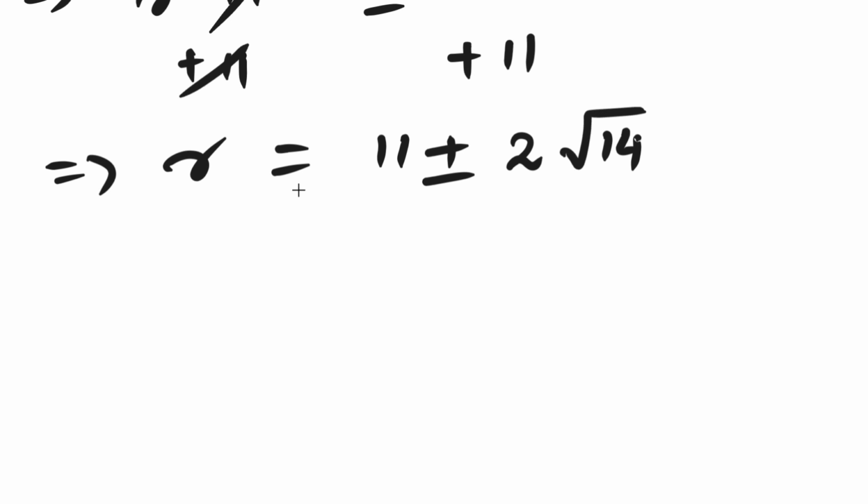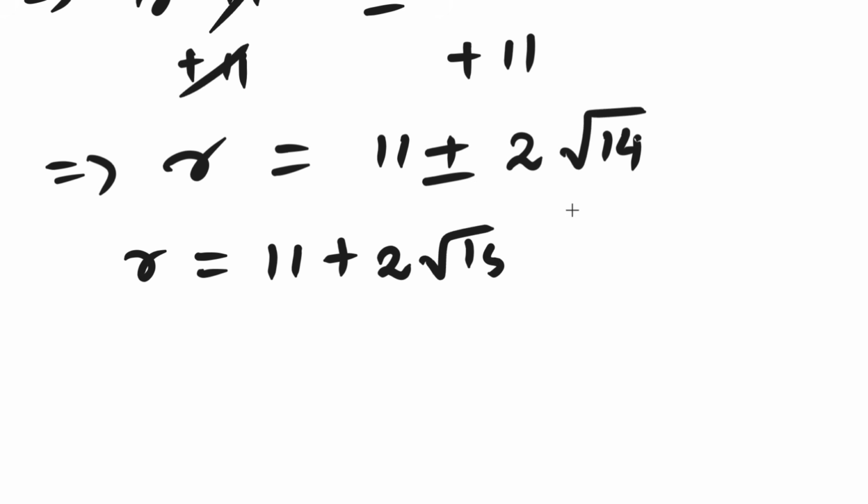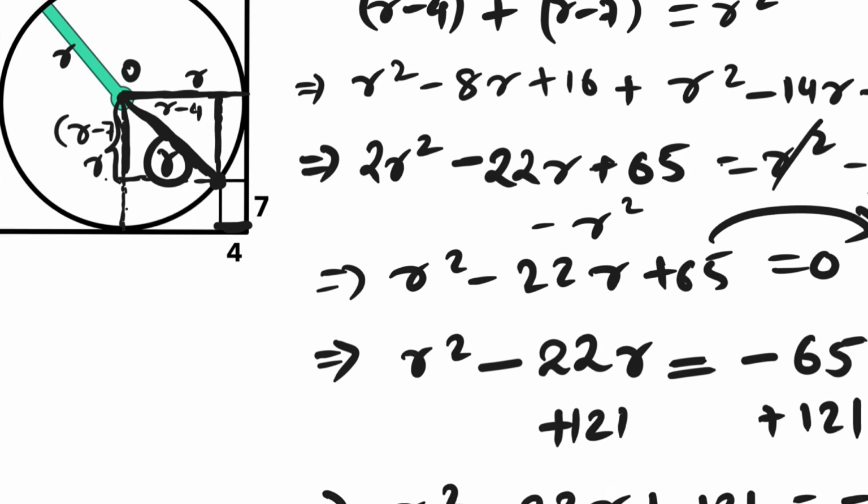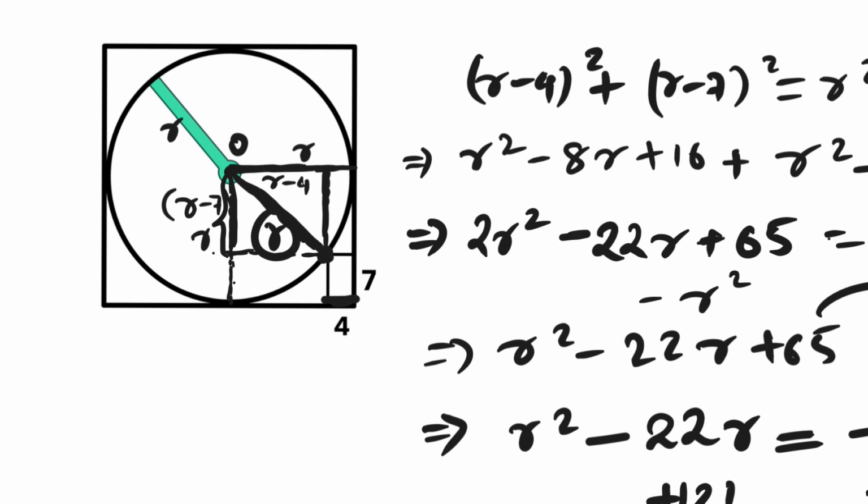So, algebraically, we have two possible answers. R equals 11 plus 2 square root of 14, or R equals 11 minus 2 square root of 14. But here's where we have to be careful. In geometry, we cannot simply accept every algebraic solution. We have to check whether the answer actually makes sense in the original diagram. Remember, the two legs of our right triangle are R minus 4 and R minus 7. Since these represent actual lengths, they must be positive. In particular, R must be greater than 7.